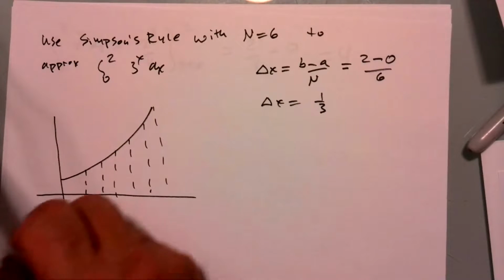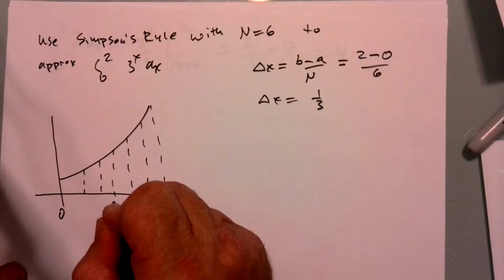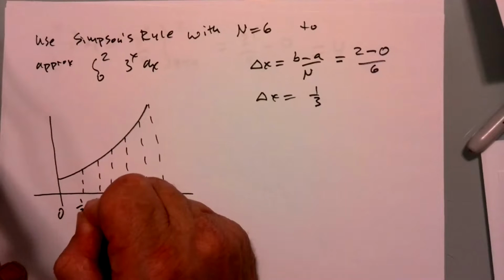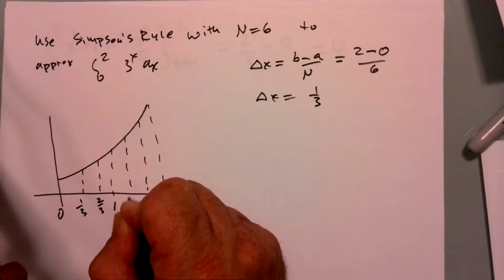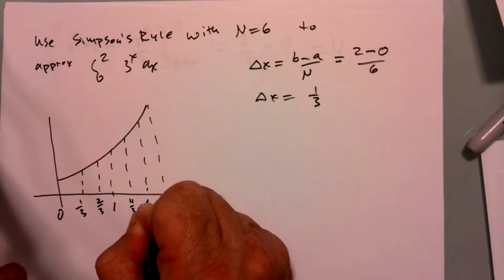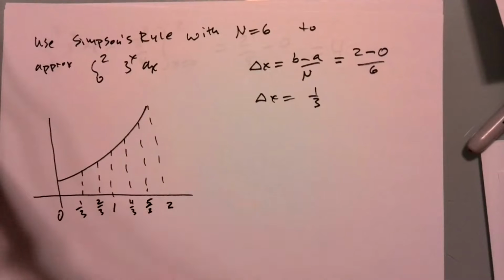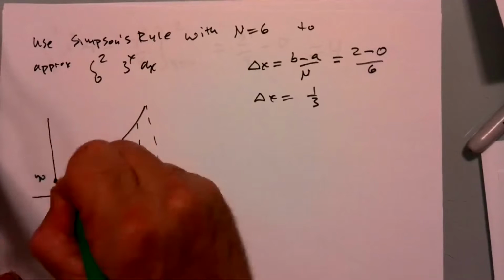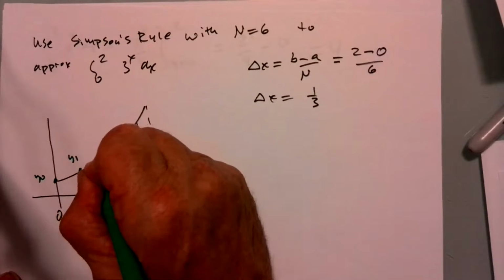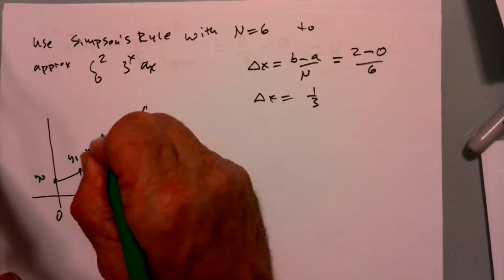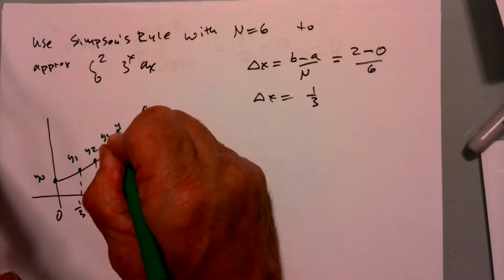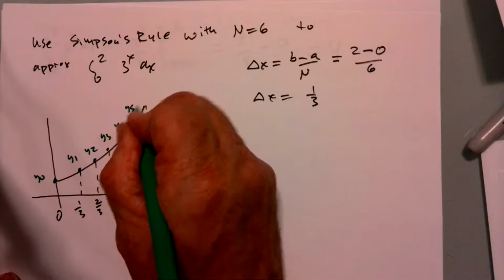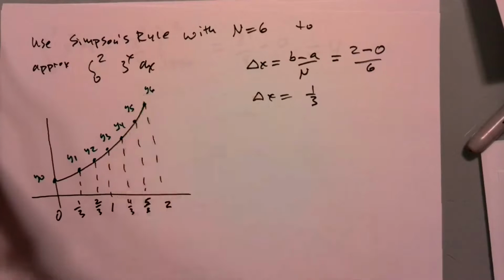So that's what we have here. Here is 0, here is 2, here is 1/3, there's 2/3, here's 4/3, here's 5/3. I need y sub 0. This is y sub 0. This is y sub 1. This is y sub 2. This is y sub 3. Y sub 4. Y sub 5. Y sub 6 is what we got here.